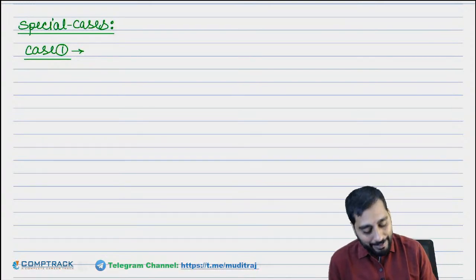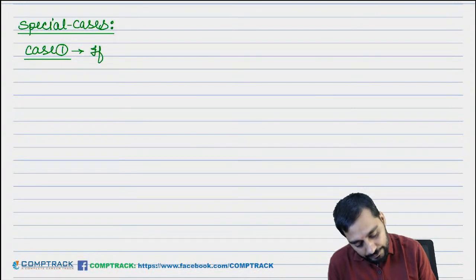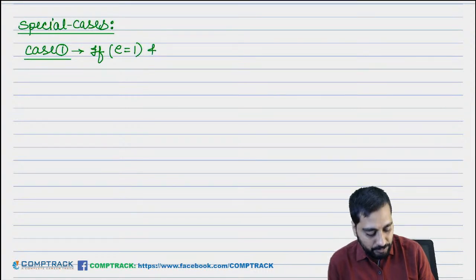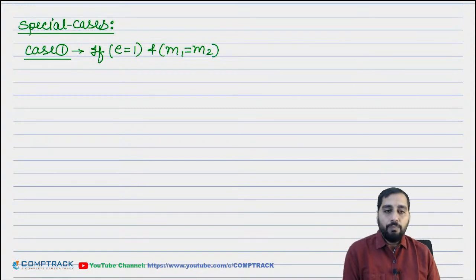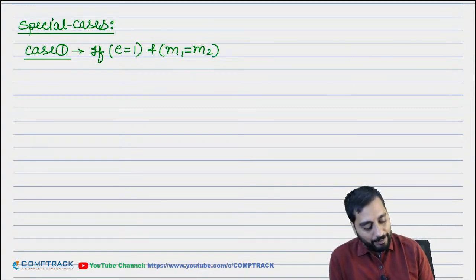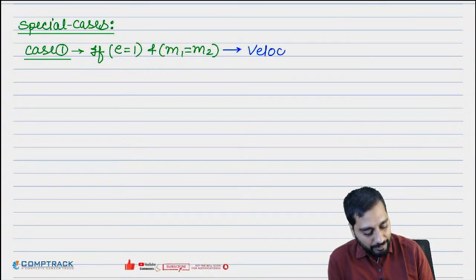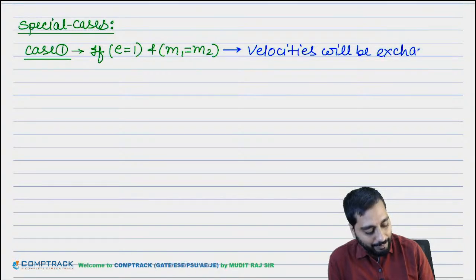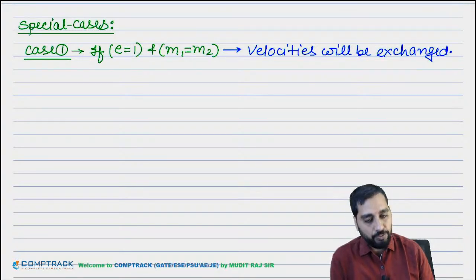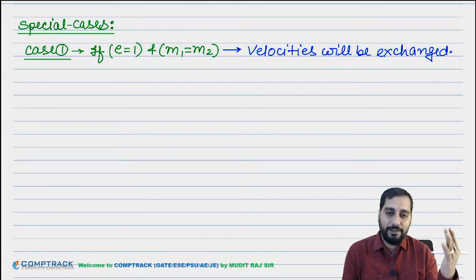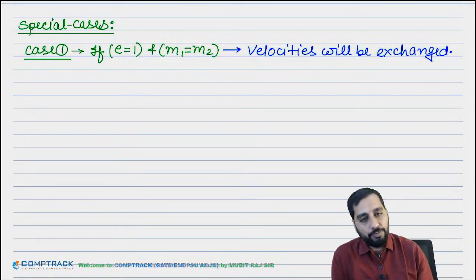Case 1, if we are considering a perfectly elastic collision, e equal to 1, and the masses of both the bodies are also the same, what will happen? What will happen in this case? Velocities will be exchanged. Velocity exchange हो जाएगा. फर्स्ट बॉडी का वेलोसिटी सेकंड को मिल जाएगा, सेकंड बॉडी का वेलोसिटी फर्स्ट को मिल जाएगा.